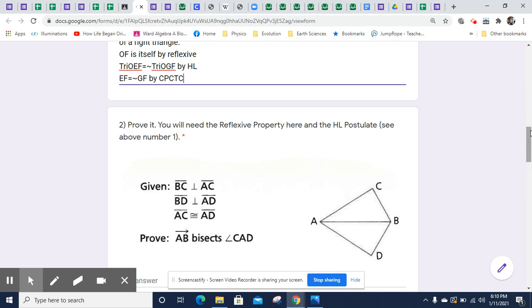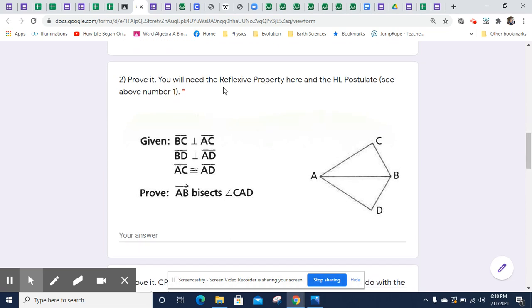Okay, let's take a look at number 2. For number 2, we are going to probably need the reflexive property and the hypotenuse leg postulate. So we have some information. We're given BC is perpendicular to AC, and that'll be important later because these are going to prove that these are right triangles. And BD is perpendicular to AD. Now, we also know that AC is congruent to AD. So we can mark that up: AC is congruent to AD.